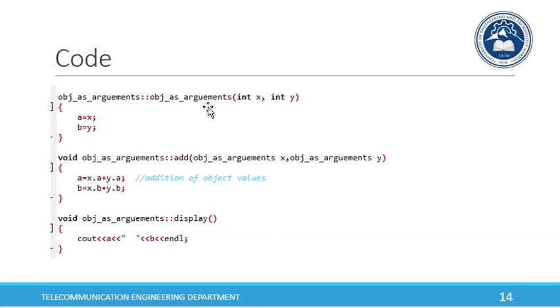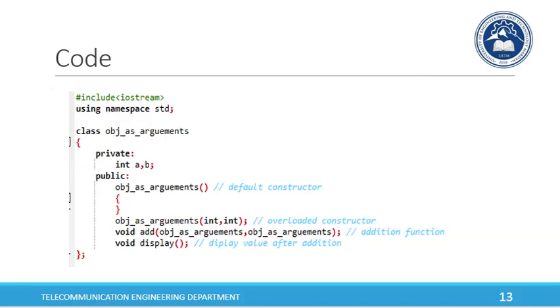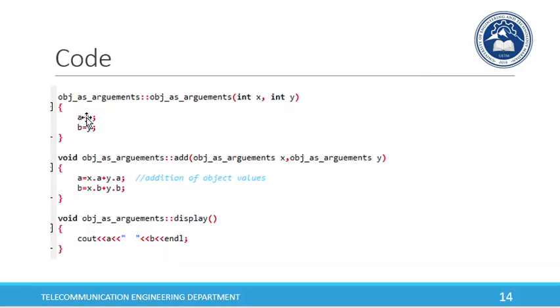Now coming towards the definition of the functions. First the overloaded constructor: this is the name of the class, and then the scope resolution operator. You will not write any return type, as you do not have to mention any return type in a constructor. This is the constructor in which we have passed two values, x and y, and at the start of the class we have declared a and b. Now we will assign this x and y to a and b.